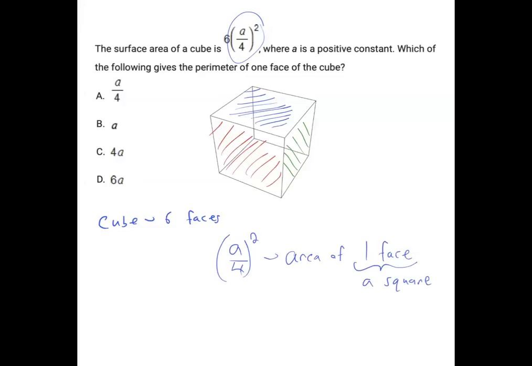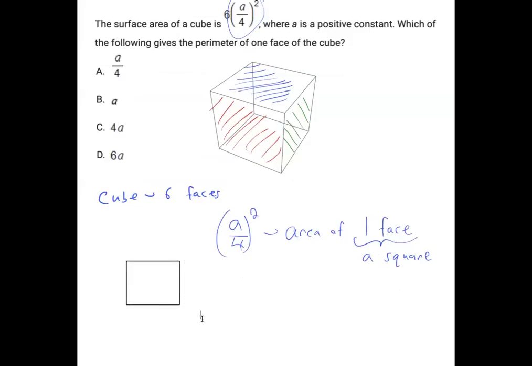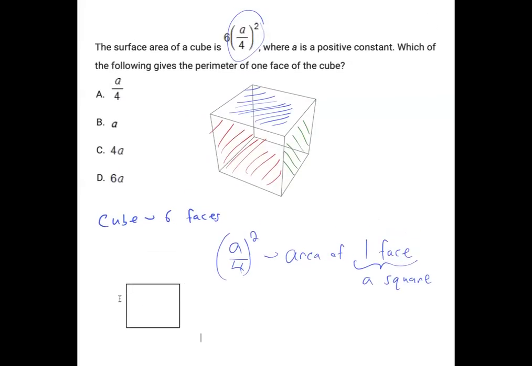And how would you find the area of a square? Well, a square is a rectangle with identical sides to it. So if we had a square right here and we wanted the area, if the length and the width, which are identical, are x, then the area would be x squared, right? So we can see that because it's something squared, the area of one face is a over 4, because that's the thing that's being squared to give you the area of one face.